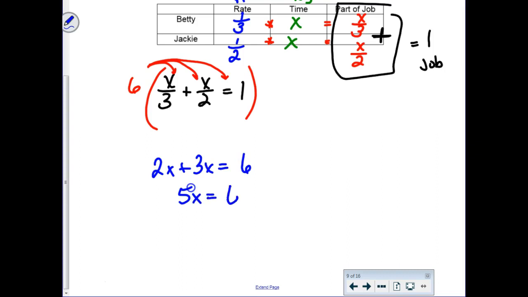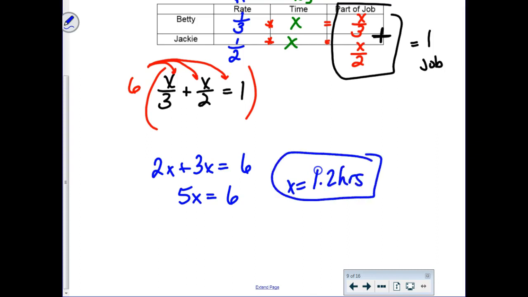So solving for x, these usually come out to decimal answers. This one does as well, it's 1.2 hours. So if they cheat and work on their homework together, it'll only take them a little over an hour.